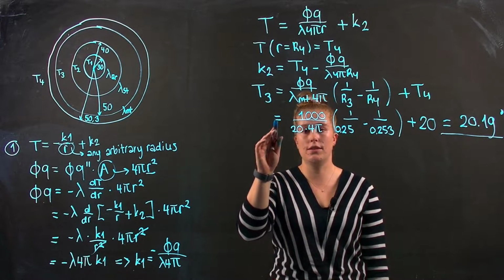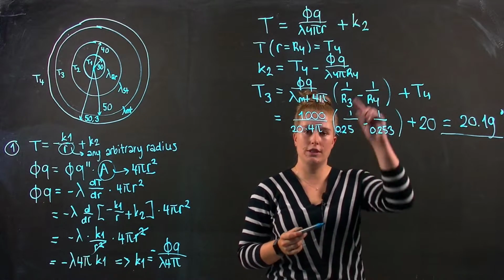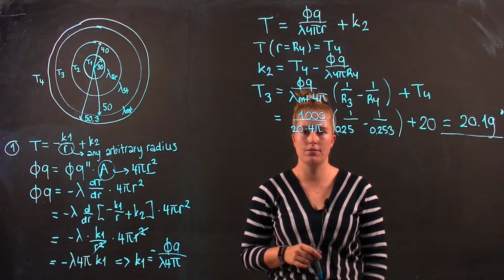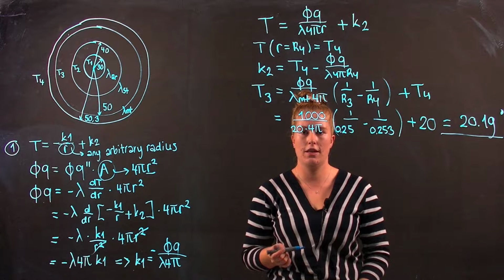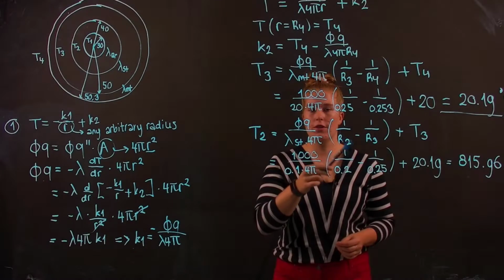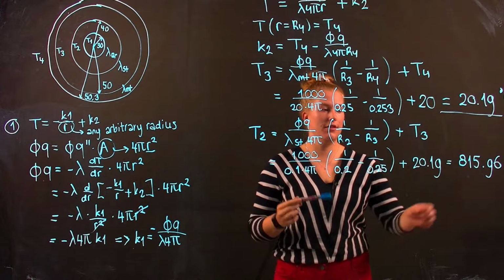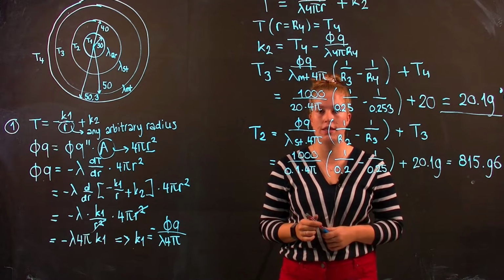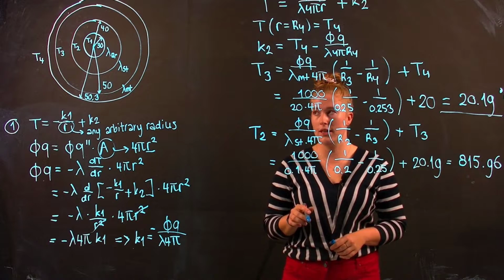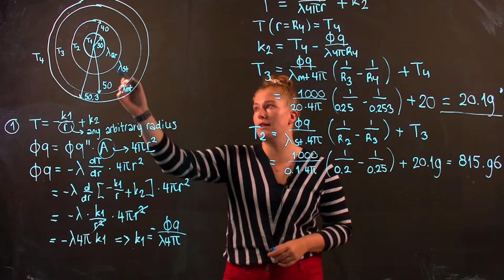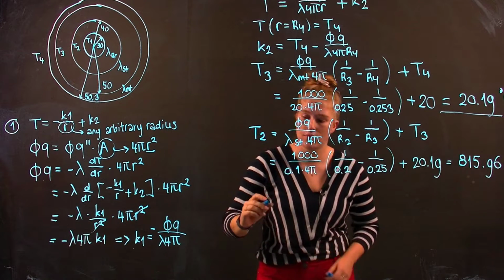Try to find the temperature of T2 by using the exact same way, but then, of course, using the different radius. Try it yourself, and then we can look at it together. If you filled in the equation correctly, you find that for the temperature 2, we find 850.96 degrees. Let's now look at the last layer, namely the layer of bricks, to find our inside temperature T1.